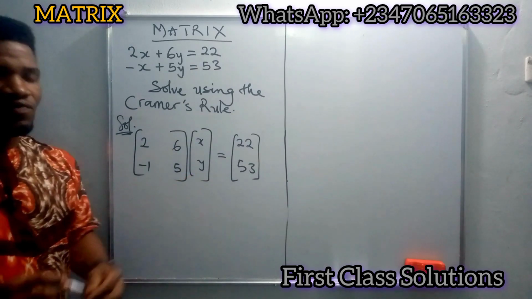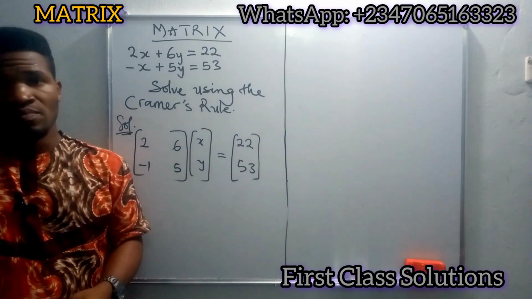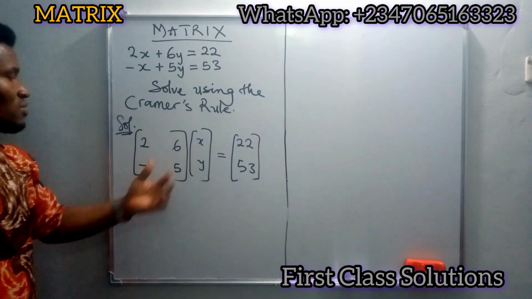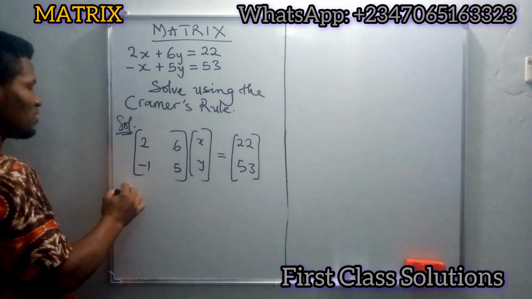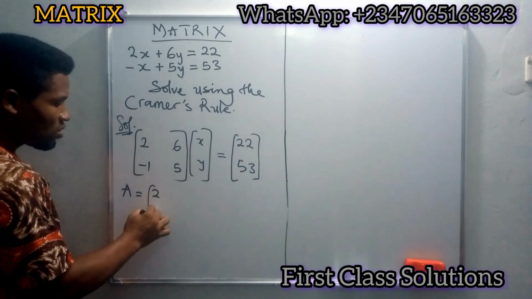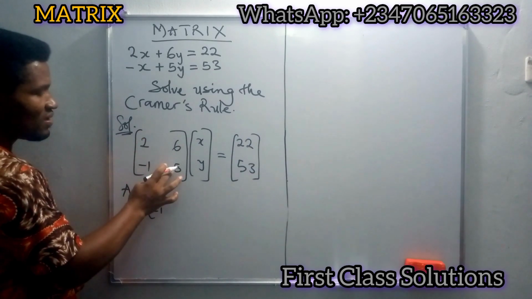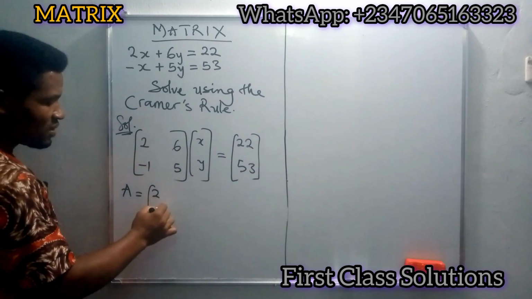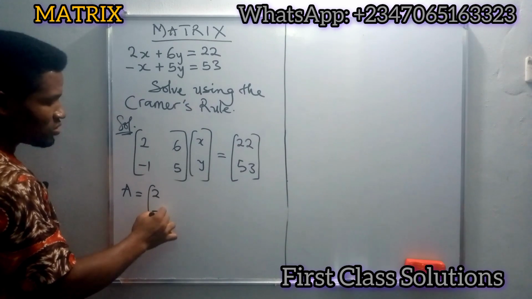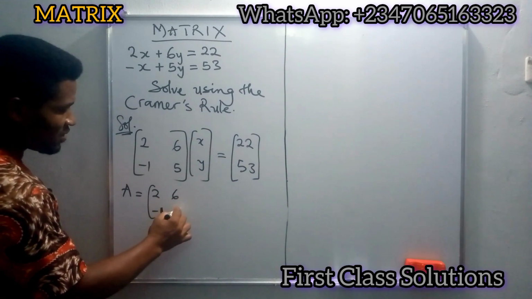Now with this, we've gotten to a point where the idea of determinants is becoming very important. To get the determinant of this matrix, let's call it matrix A, we simply multiply 2 by 5 and 6 by minus 1, then subtract the products and get the value. The value becomes our determinant.